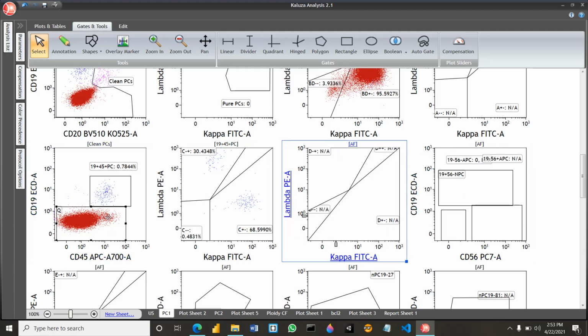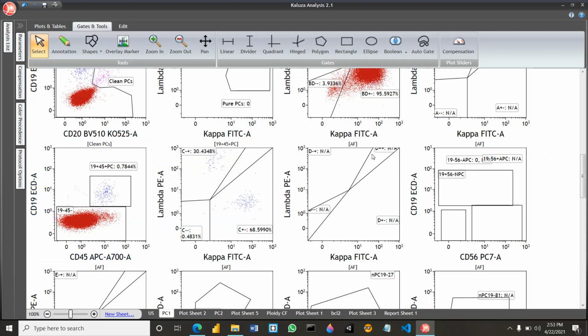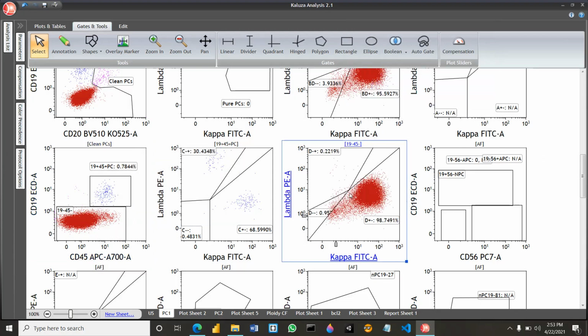Okay, and this population is CD19 negative and CD45 also mostly negative, so we'll call this CD19 negative CD45 negative. And looking at CD19 negative CD45 negative, almost all cells are clonal. Nicely, 99.45% are clonal. Okay, so this proves that these abnormal plasma cells are abnormal and clonal.